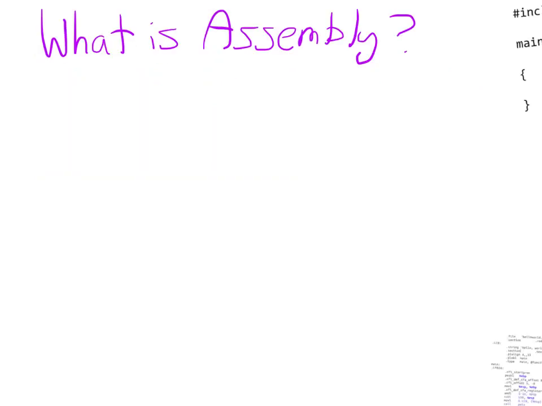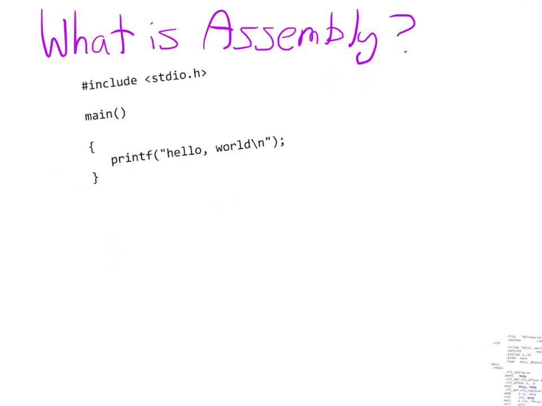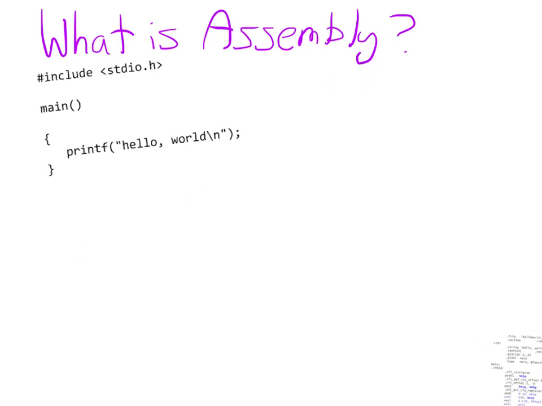So, let's start by asking the question, what is assembly language? To answer this, let's consider a somewhat familiar program written in C, Hello World. C, and other languages of the like, are very high-level languages. In order to convert C code into code that's understood by the computer, we typically invoke a program called GCC, which is the GNU compiler collection.